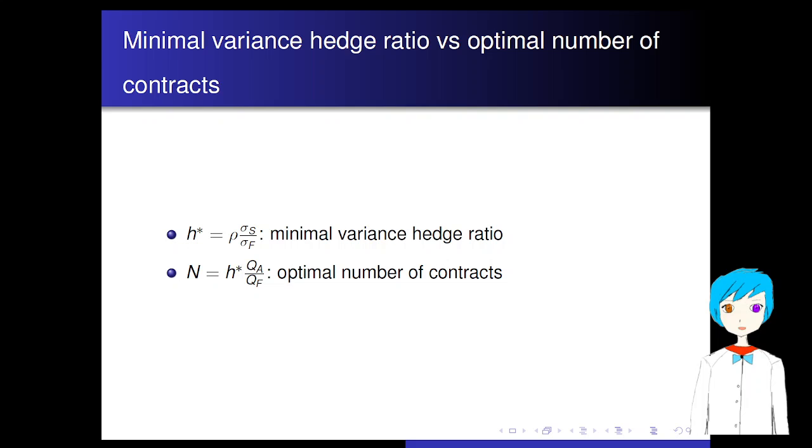N is the optimal number of contracts. It's different from H star and it is defined as H star times QA over QF. QA is the total number of underlying assets we wish to hedge, and QF is the number of the underlying asset in each contract of the futures contracts. So there are two different concepts.